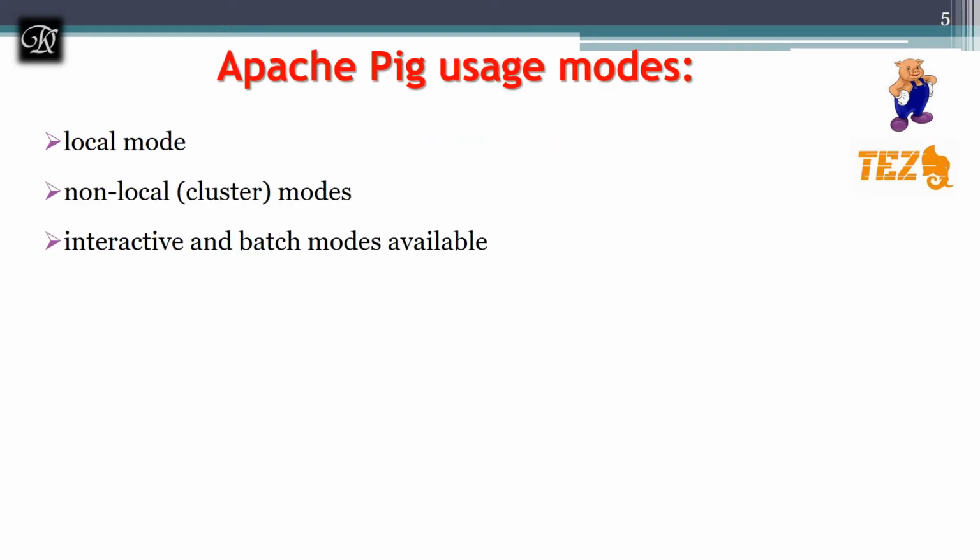Now we will see the Apache Pig usage modes. There are 3 usage modes Apache Pig supports. The first one is local mode, the second one is non-local mode, which is nothing but cluster mode, and the third one is interactive or batch mode. Local mode means we are working on a local machine, so all the processing will be done on the local machine. The non-local mode is going to work on a cluster, where we make use of Hadoop's programming paradigm, MapReduce.